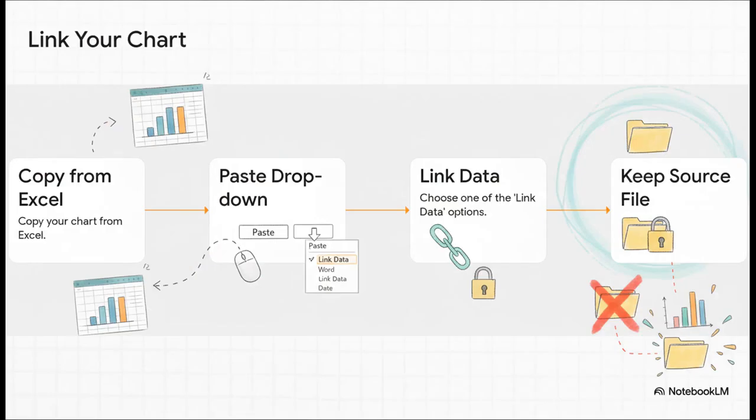The process is almost as simple, but there's one key difference. After you copy the chart, instead of just hitting paste, you're going to look for that tiny little drop-down arrow right under the paste button. Click that, and you'll see a couple of linked data options. Now listen up, because this is absolutely crucial. For this link to keep working, your original Excel file has to stay in the exact same spot. If you move it or rename it, that link will break.